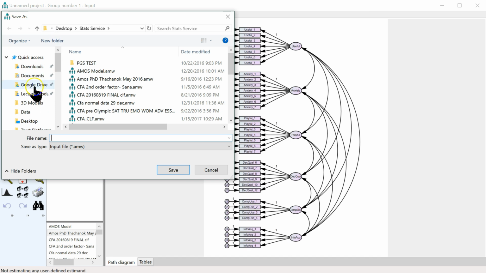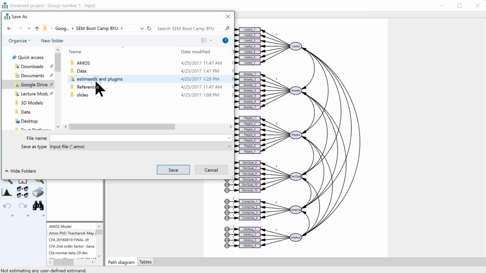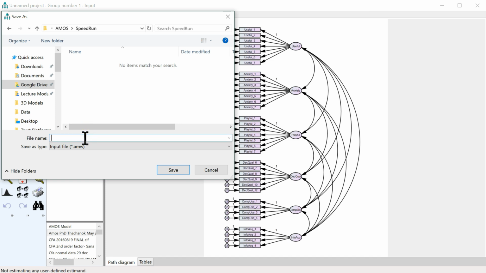Up here, Google Drive. SEM Bootcamp. Where'd you go? And Amos. Look at all that stuff in there. Actually, I'm going to create a new folder in here called Speedrun. There we go. And I'm going to call this CFA Initial.